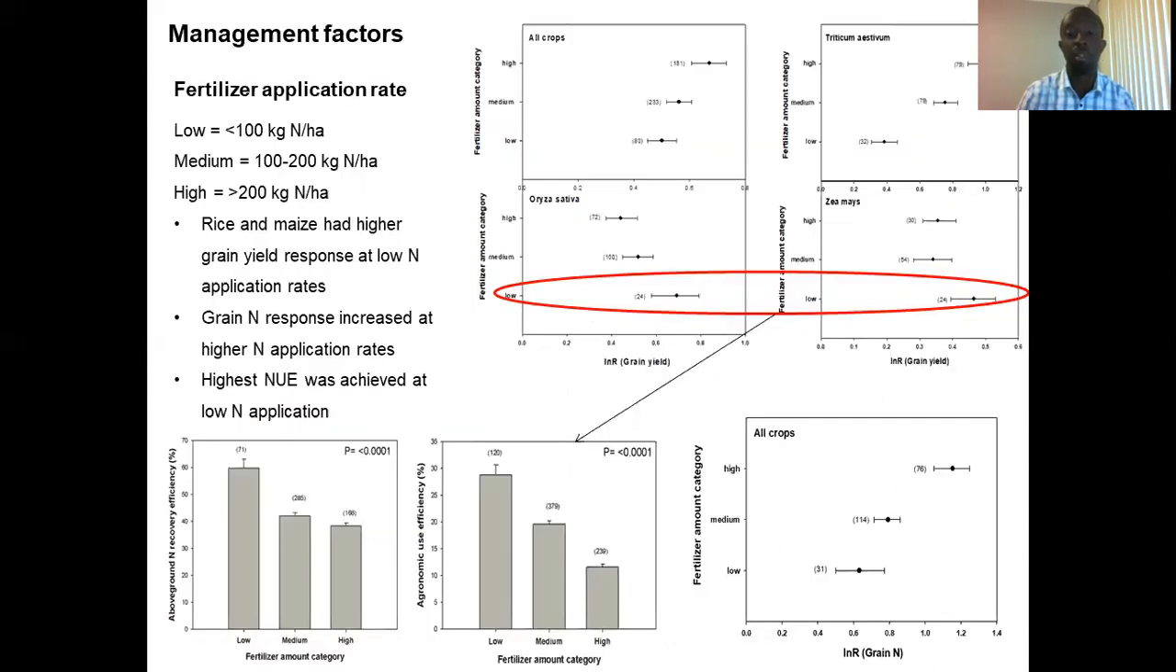Again, the same graph explains, because we have grain nitrogen here, which had a positive relationship with application rates. So high application rate had high response, but this does not necessarily translate to the same even for the individual crop. So meaning there's a lack of association between accumulation of grain nitrogen and the grain yield.